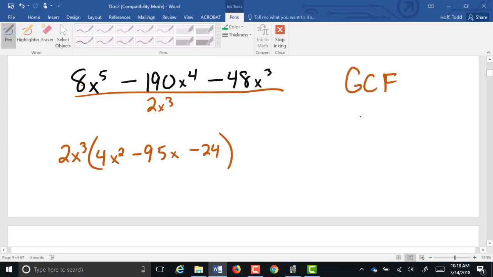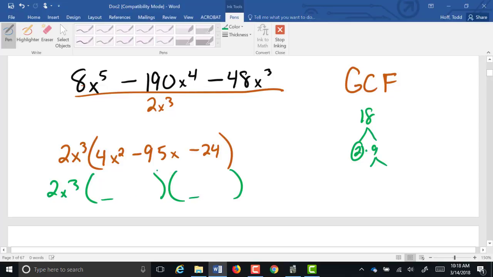Now remember when we were factoring before, if we had 18, we might have had like 2 times 9. The 2 is prime, but we could keep splitting up the 9. Same here. That 2x to the 3rd is still there. But let's see if we can split this other piece up further.